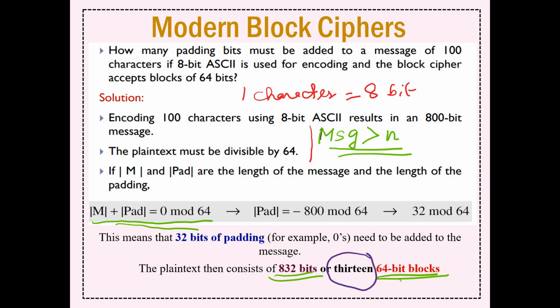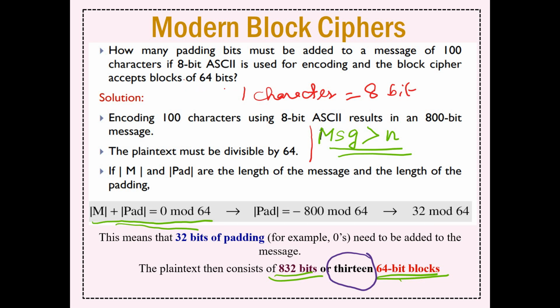Now let's take an example of understanding how padding is used for our case. So say the question first, please make a note of it. How many padding bits must be added to a message of 100 characters if 8-bit ASCII is used for encoding and the block cipher accepts blocks of 64 bits?